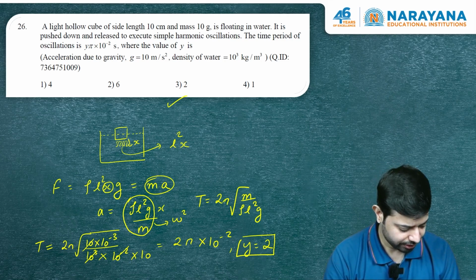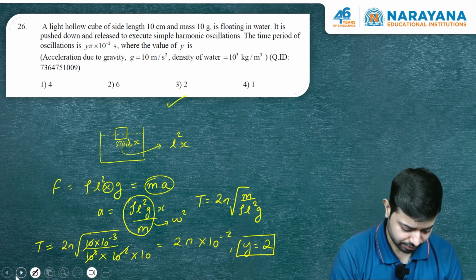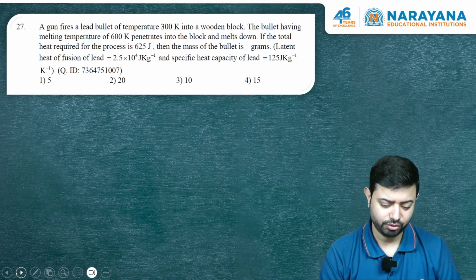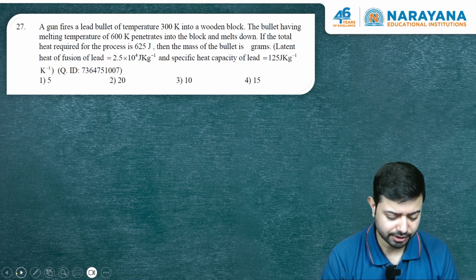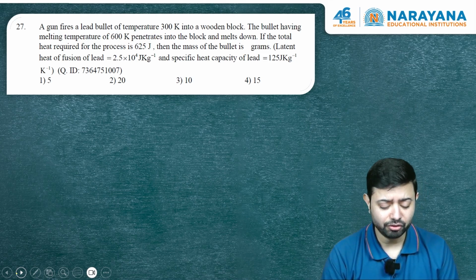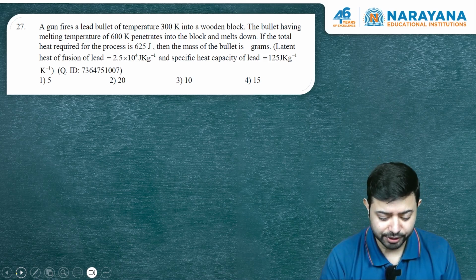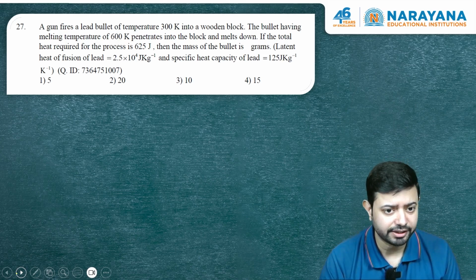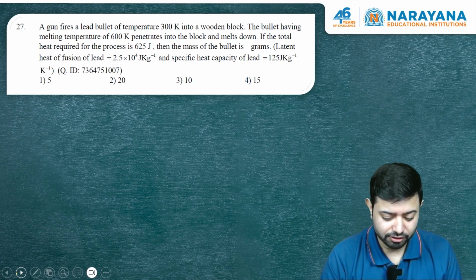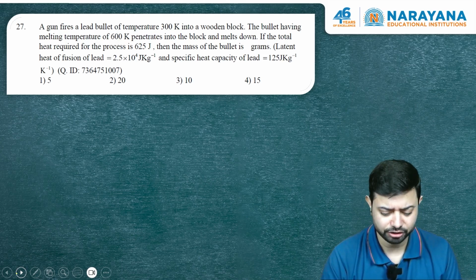Alright, let us see the next question, 27. A gun fires a lead bullet of temperature 300 Kelvin into a wooden block. The bullet, having melting temperature 600 Kelvin, penetrates into the block and melts down. That means there is a heating effect going on, and because of that heat absorption the bullet is melting down. If the total heat required for the process is 625 joule, they have given the total heat absorbed, then the mass of the bullet is in particular grams. You have to tell the mass of the bullet, and the unit should be grams.